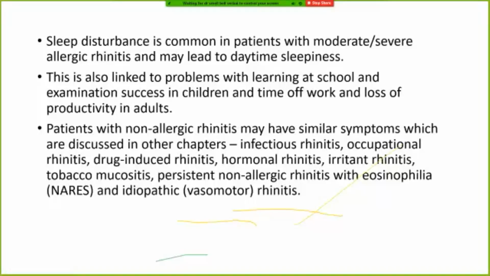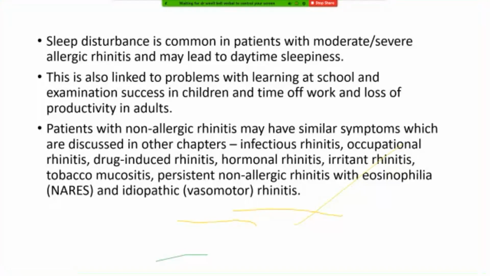Next slide. Patients with moderate to severe allergic rhinitis may have daytime sleepiness. This is also linked to problems with learning at school and examination success in children, and time off work and loss of productivity in adults. Patients with non-allergic rhinitis may have similar symptoms, which are discussed in other chapters: infectious rhinitis, occupational rhinitis, drug-induced rhinitis, hormonal rhinitis, irritant rhinitis, tobacco mucositis, persistent non-allergic rhinitis with eosinophilia, and idiopathic vasomotor rhinitis.